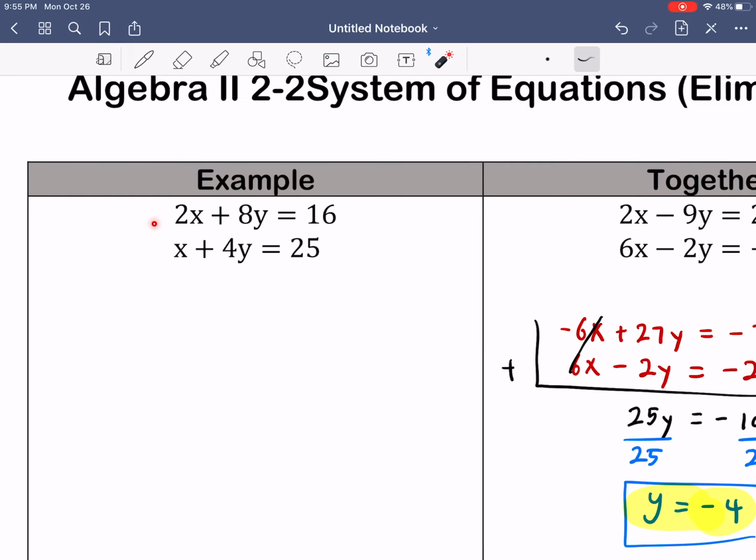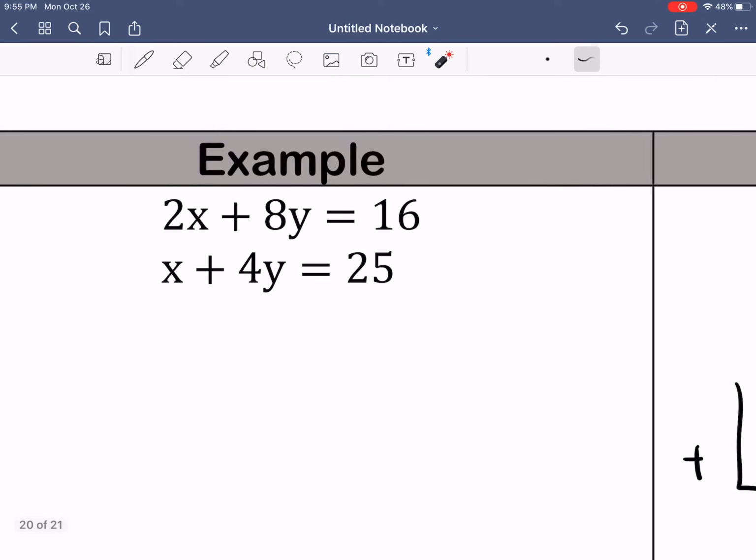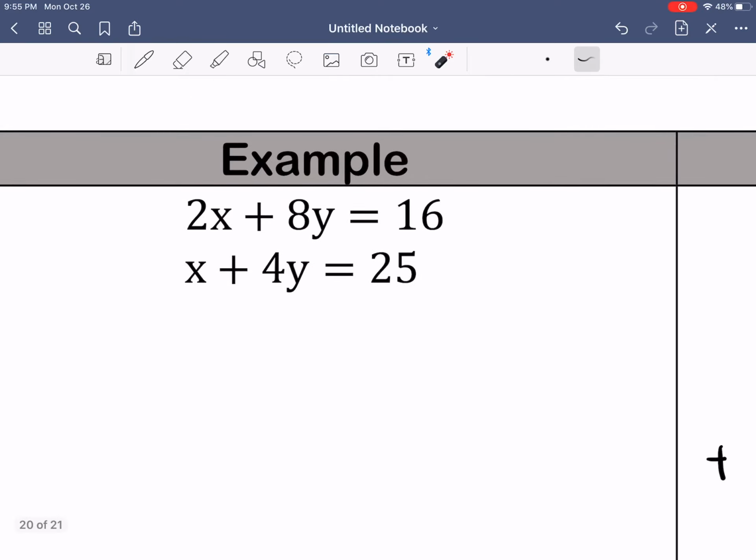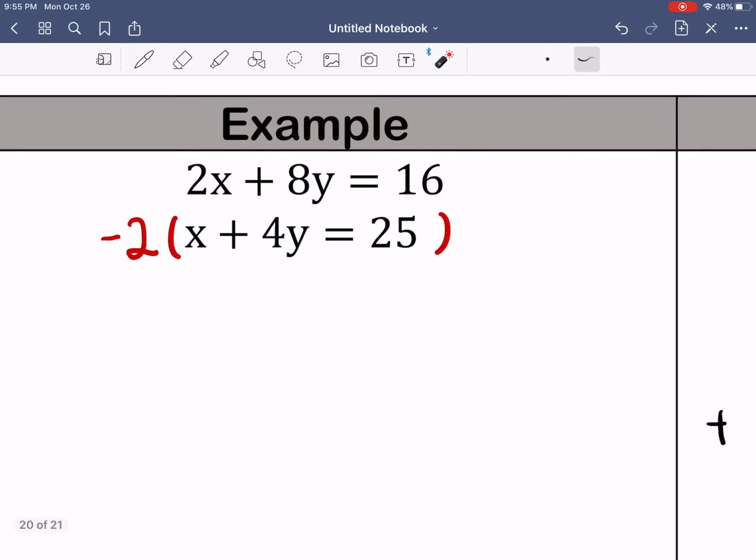Now, we have this one and this one. You can either match y or x, but let's match x here. So what should we multiply to match? Let's multiply here, not this one, okay? What should we multiply? Of course, we have to multiply by 2, but it should be opposite sign. So I'm gonna multiply by negative 2 because this one is positive.